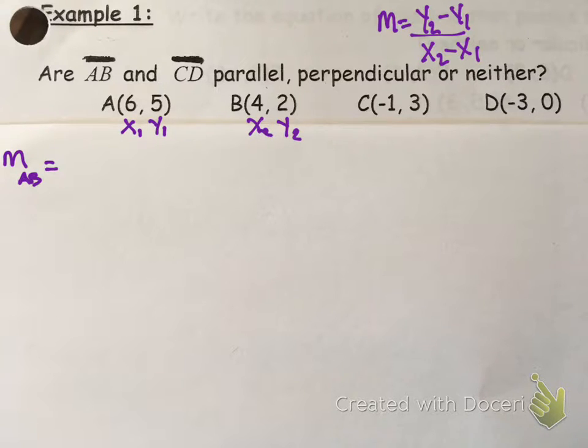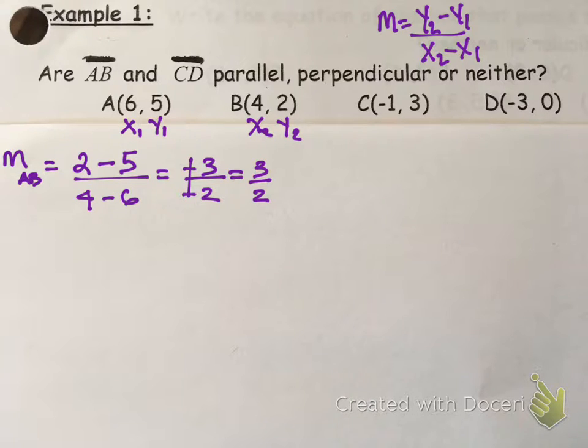And that's going to be y2, which is 2, minus y1, which is 5, divided by x2, which is 4, minus x1, which is 6. So 2 minus 5 is -3, and 4 minus 6 is -2. Now the negatives will cancel each other out, so I'm just left with 3/2.